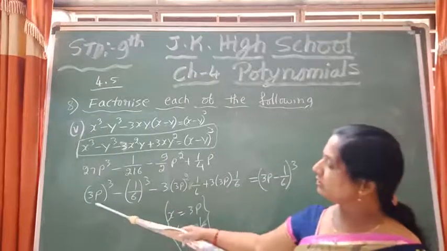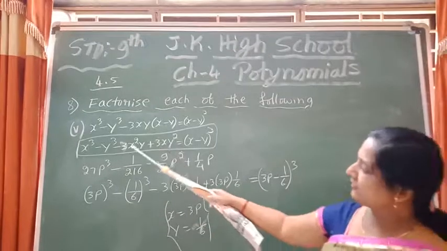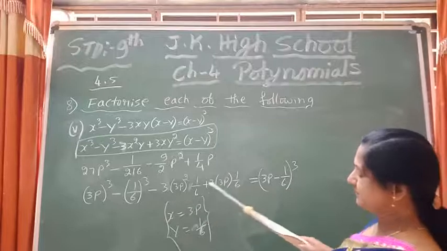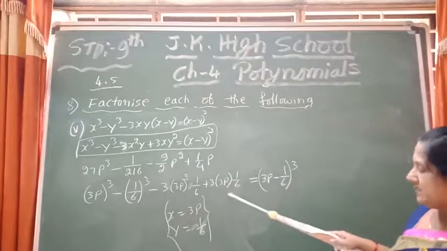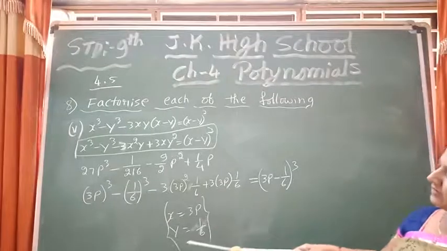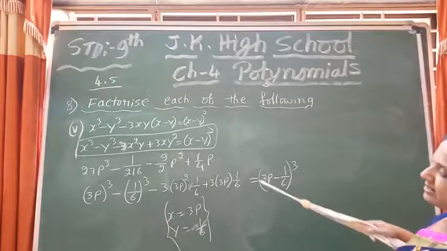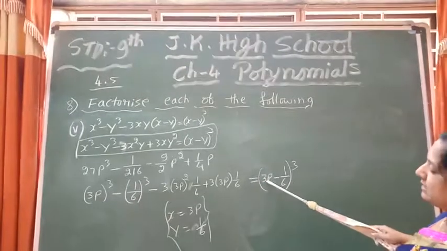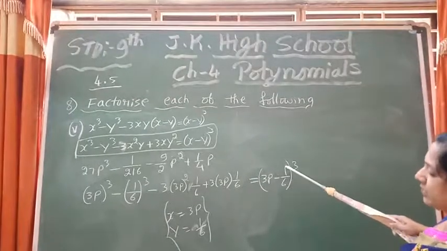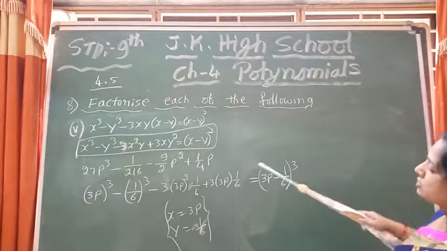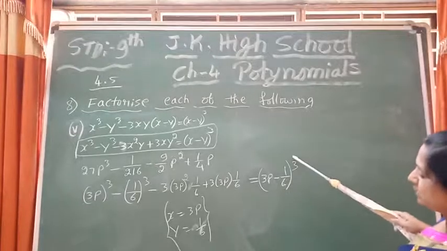So if we know these two values, we can substitute in place of x 3p and in place of y 1 by 6, and we can check also. It comes the same, children, according to this value. So we will come to know what the value of x is and what the value of y is, which means directly we can write it according to this identity. These are the factors. In place of x write 3p, minus, in place of y write 1 by 6, and this is (x minus y) whole cube. So (3p minus 1 by 6) whole cube.